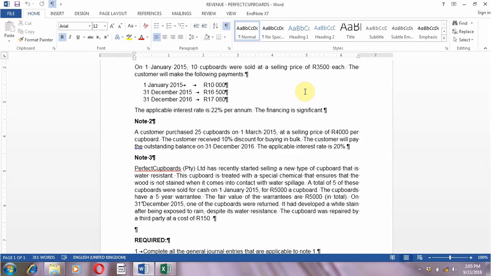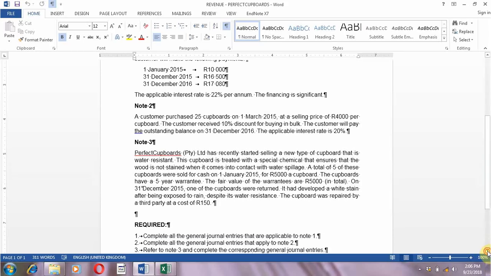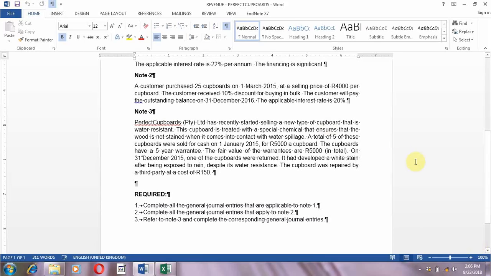Then in note number 2, they say a customer purchased 25 cupboards on 1 March 2015 at a selling price of 4,000 Rand per cupboard. Again, per cupboard, very important. The customer received a 10% discount for buying in bulk, and the outstanding balance will be paid on 31st December. The applicable interest rate is 20%, and the payment is only made in 2016, which is the following year, year end after 2015.